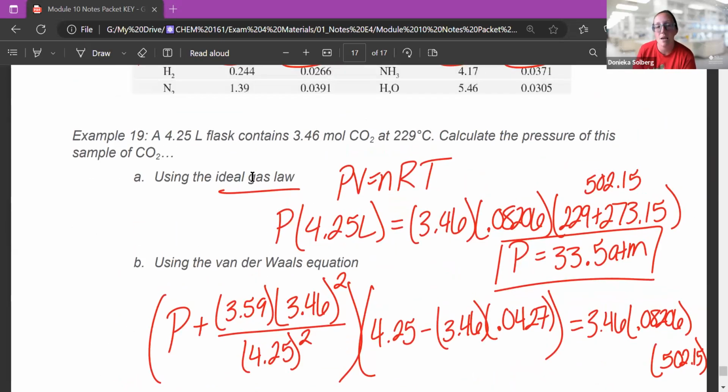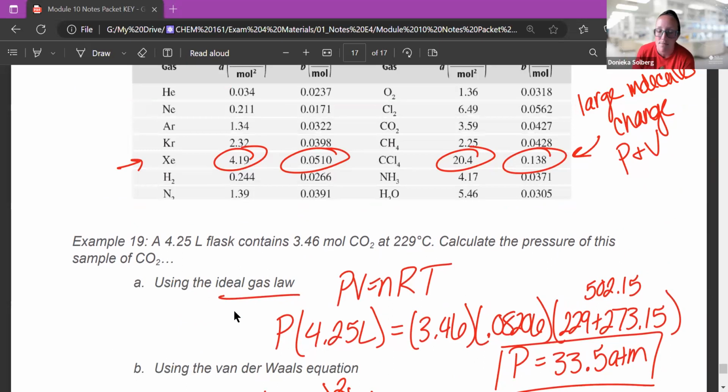Okay, so a lot of the times what I'll ask you to do is calculate using the ideal gas law and then calculate using the van der Waals equation and see how different they are, which is what example number 19 is. So I would like you to try example number 19 and compare the two.